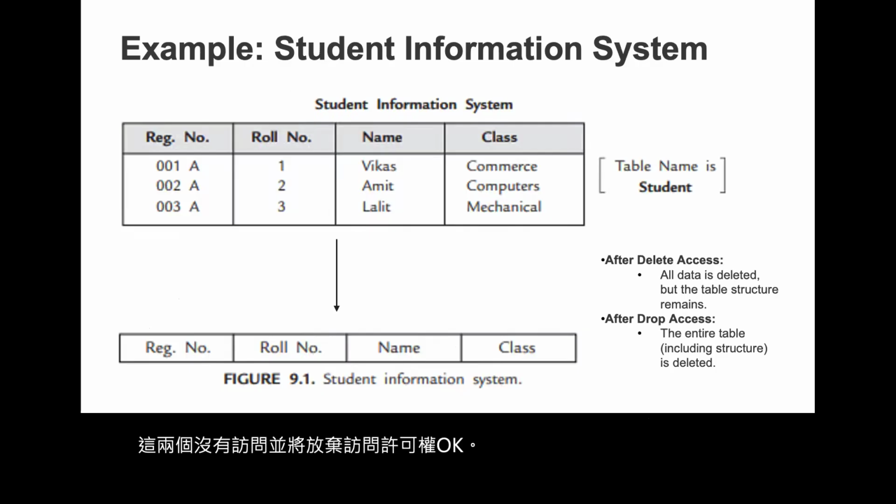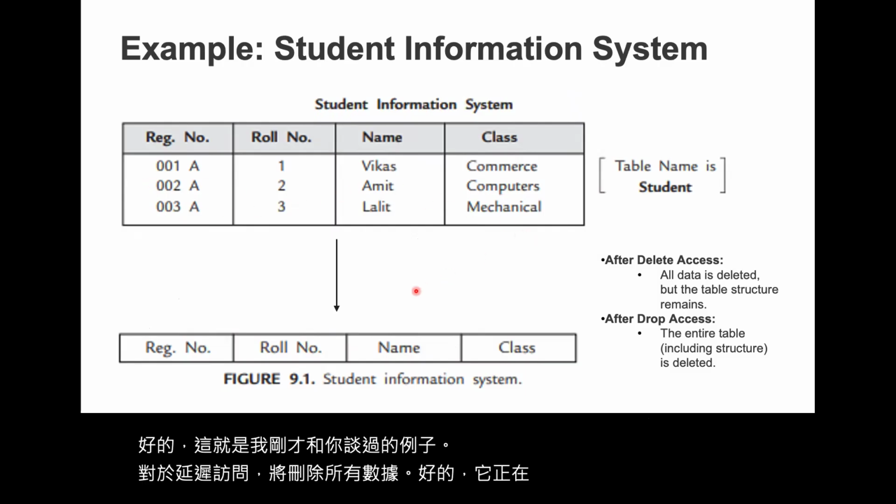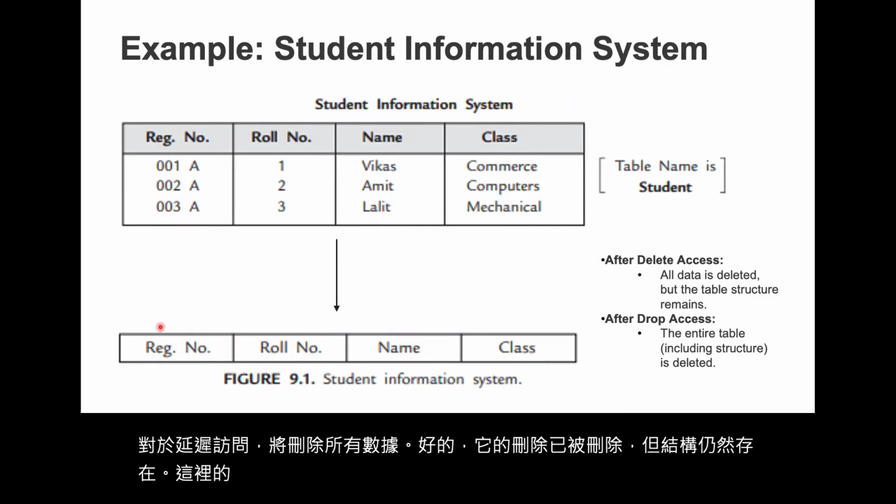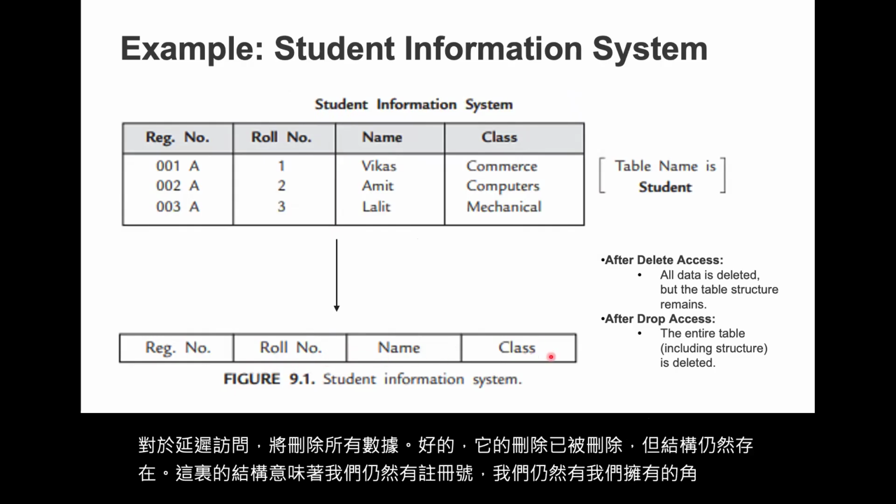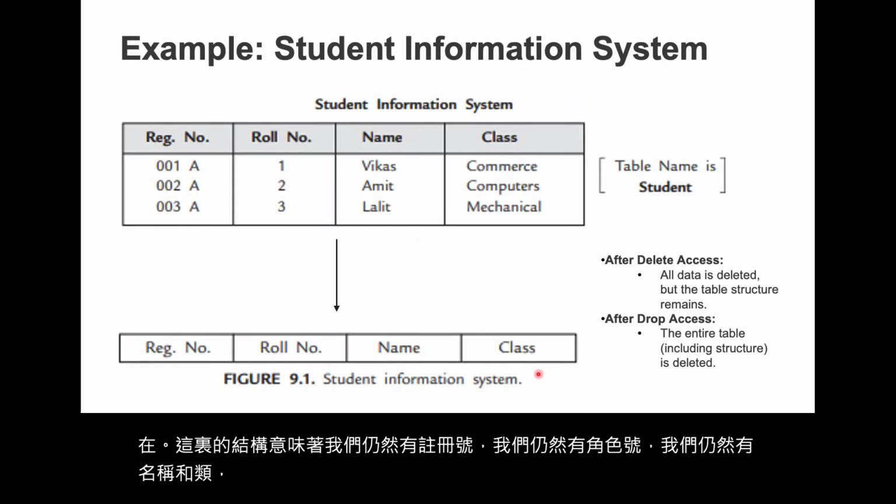Okay, so these are the examples I just talked about. For the delete access, all the data is deleted. The data is removed, but the structure is still there. The structure here means that we still have the registration number, the roll number, the name and class, but without the data inside. Okay, that was the delete access.